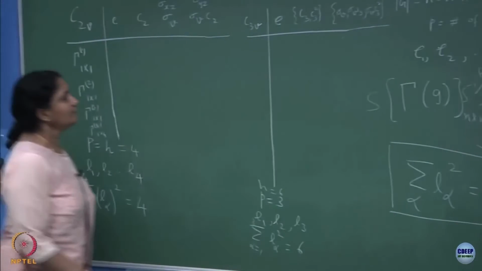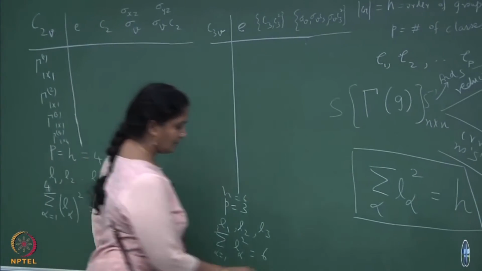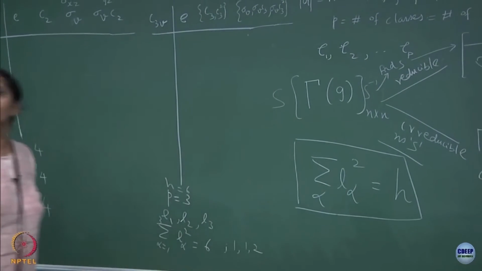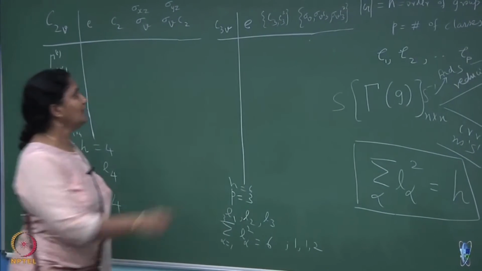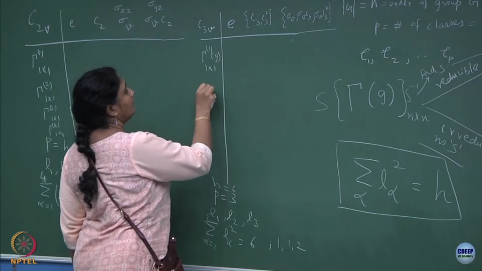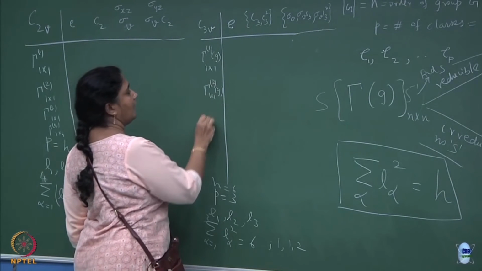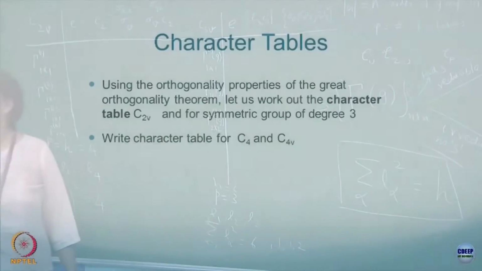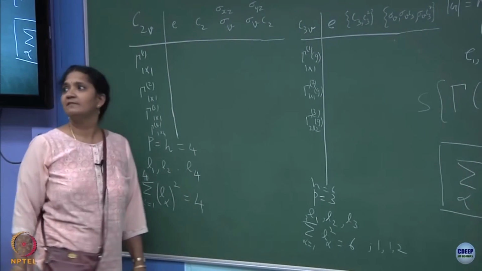So, now tell me what are the representations possible here? 1, 1 and 2. Anything else possible? Nothing, right? These are the only possible. So, you will have a 1-dimensional representation, another 1-dimensional representation, and a 2-dimensional representation. And then we can write the characters of these representation elements.